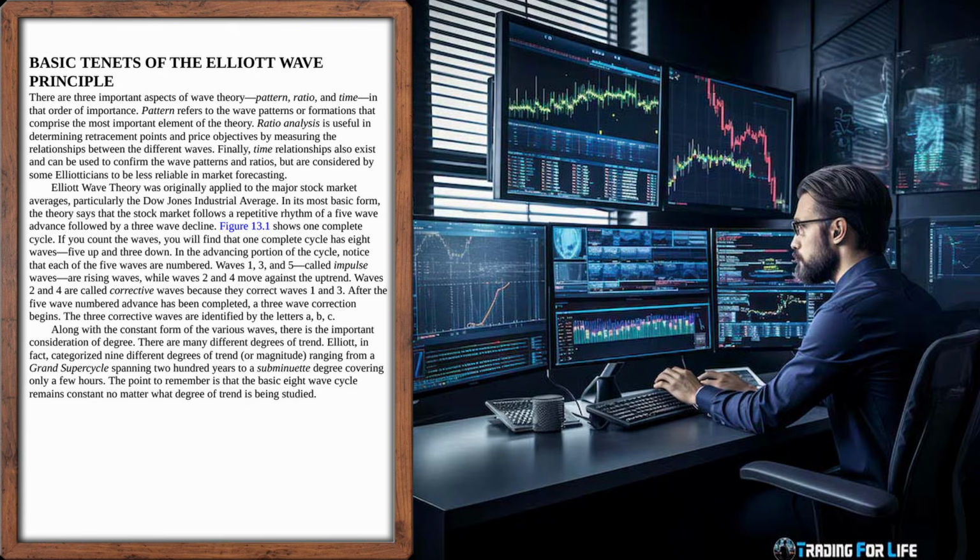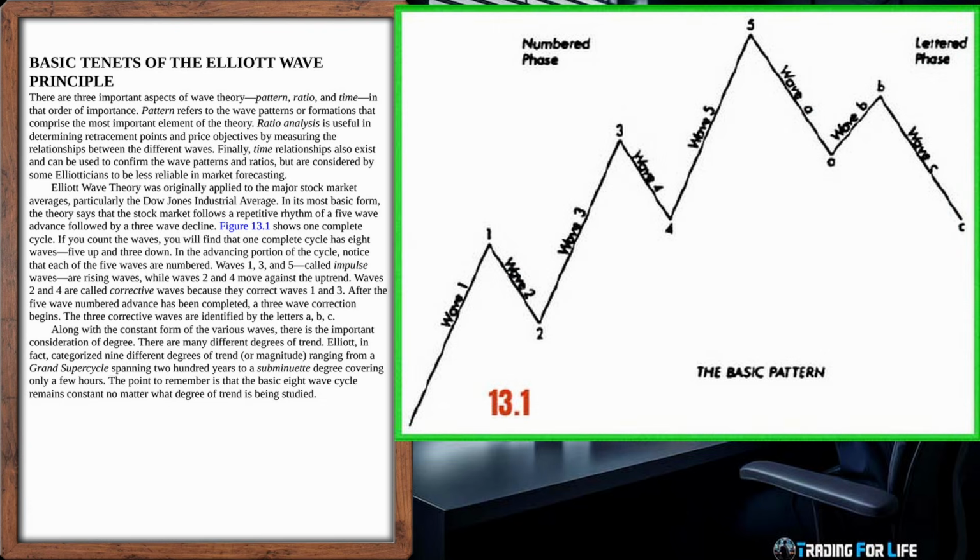Elliott wave theory was originally applied to the major stock market averages, particularly the Dow Jones Industrial Average. In its most basic form, the theory says that the stock market follows a repetitive rhythm of a 5-wave advance, followed by a 3-wave decline. Figure 13.1 shows one complete cycle.